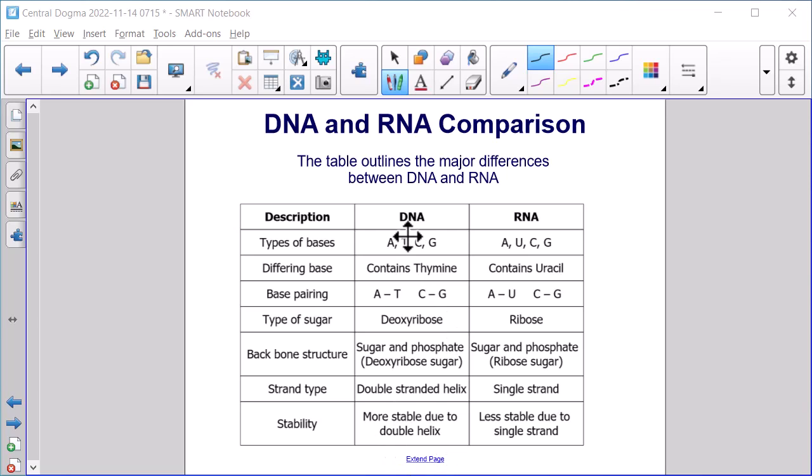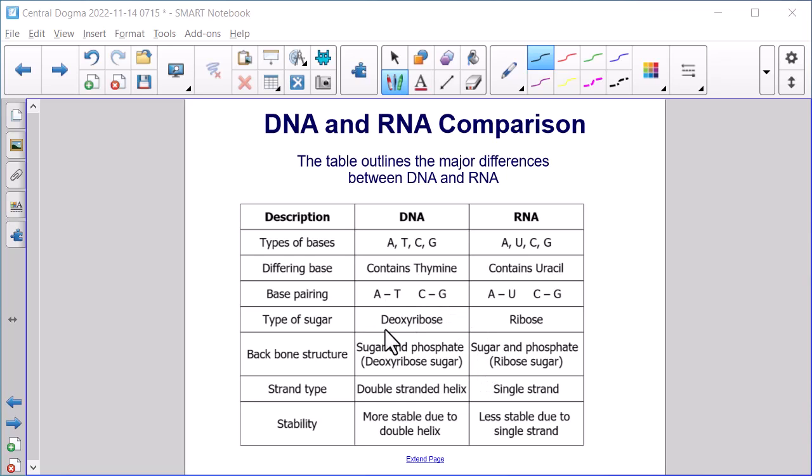DNA uses the bases A, T, C, and G. RNA, A, U, C, and G. The differing base is that DNA contains thymine, whereas RNA contains uracil. The base pairings are A with T, C with G, and in RNA, A with U.